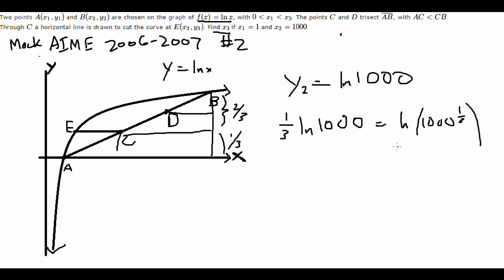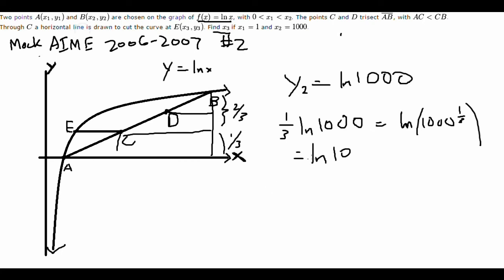You should watch our log videos. It's just a property of logs. If there's a coefficient, you can just move it to make it the exponent of 1000 and stuff like that, which is equal to natural log of 10. Okay, that's great. So again, to make it clear, the y coordinate of C is just 1/3 the y coordinate of B, because of similar triangles, and because C and D trisect this line. So I hope that's clear.